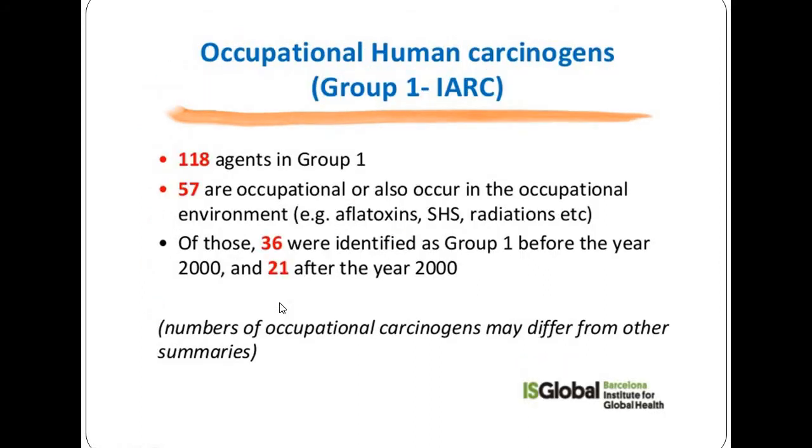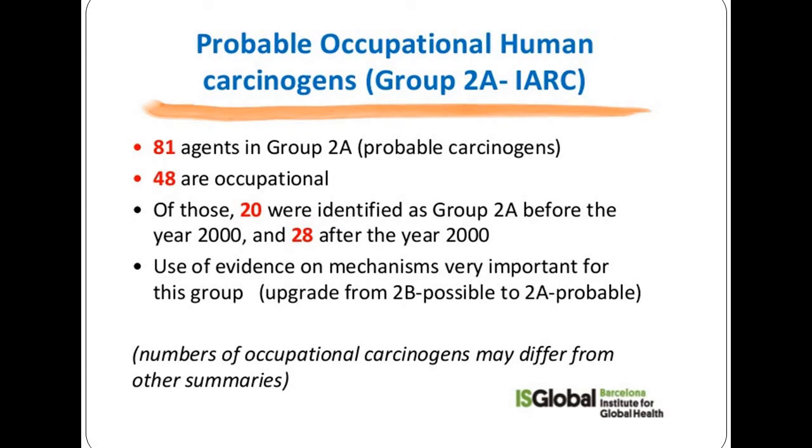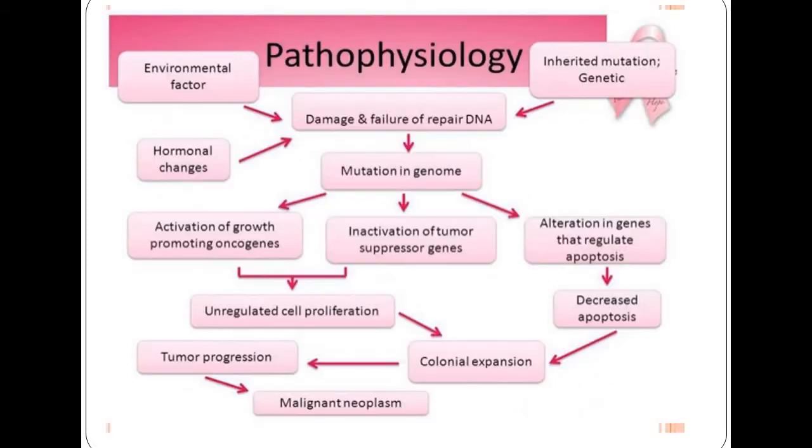This organization has classified 118 agents under group 1. Around 118 carcinogenic agents have been identified, and in group 2A around 81 carcinogens have been identified. Out of this 81, 48 are occupational. That is, more than 50% of these carcinogens are occupational hazards.